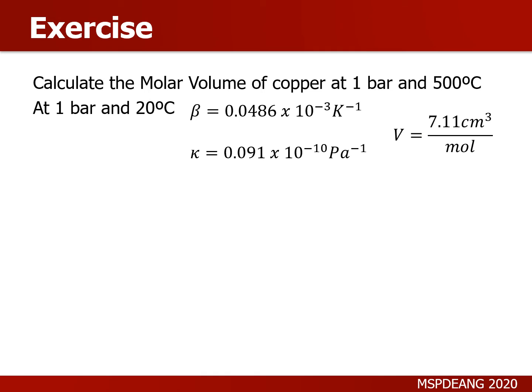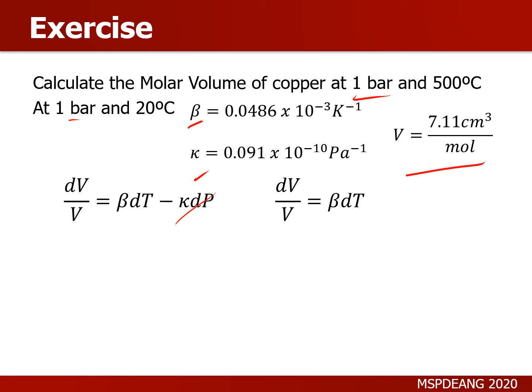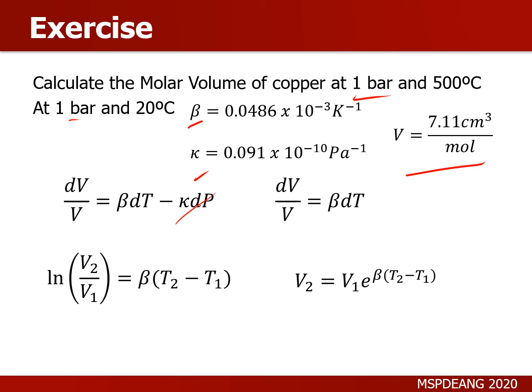To illustrate this, let us try to calculate the molar volume of copper at 1 bar and 500 degrees Celsius, given that at 1 bar and 20 degrees Celsius, we have the following properties of copper, beta and kappa, and given also the volume of copper at 20 degrees Celsius. So again, our basic differential equation is dV over V is equal to beta dT minus kappa dP. Since pressure is constant, we can cancel this out such that dV over V is now equal to beta dT. And integrating, you can get V2 is equal to V1 times e raised to beta delta T.